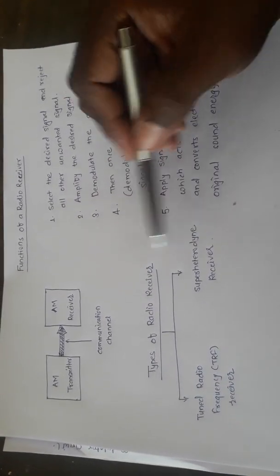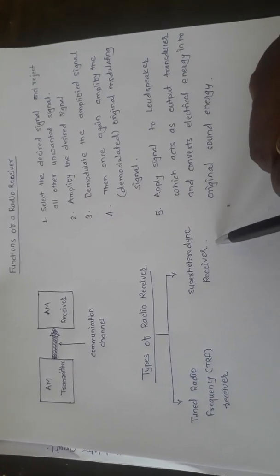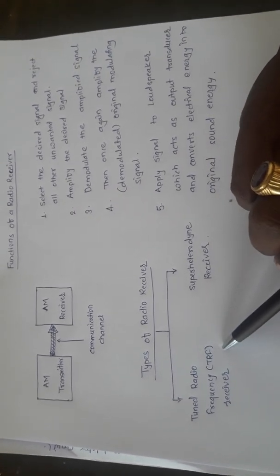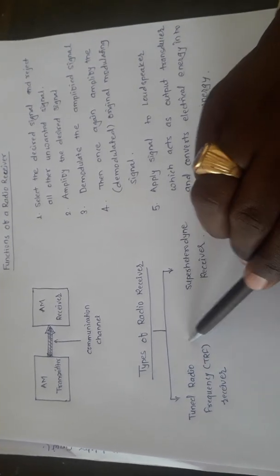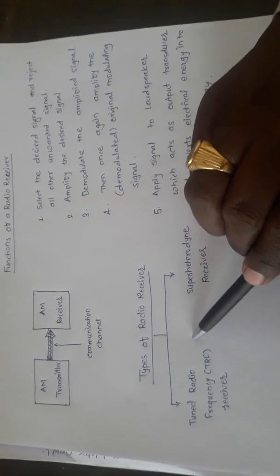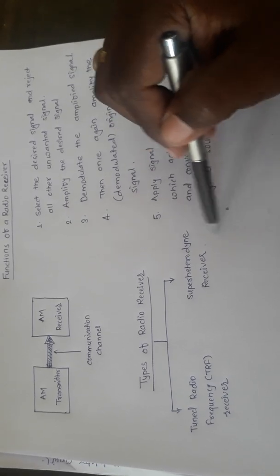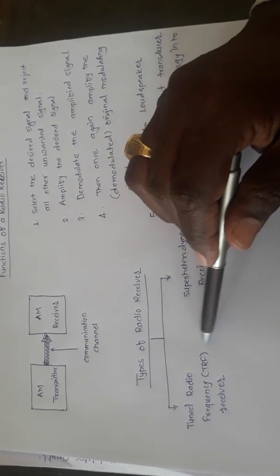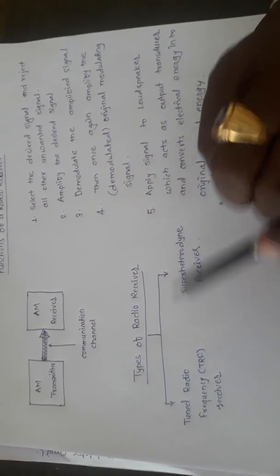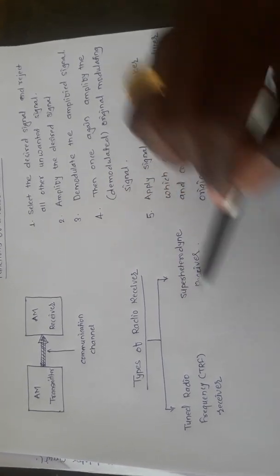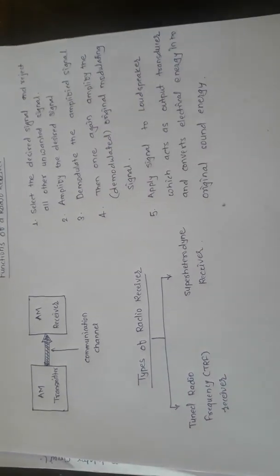Now, if we have understood the functions of the radio receiver, our next task is to see what the different types of radio receivers are. Basically, two types of radio receivers are available in the market. The first is the tuned radio frequency receiver, and the second is the super heterodyne receiver. The tuned radio frequency receivers are somewhat outdated technology nowadays, because we now use the super heterodyning principle. There are some disadvantages of the TRF receiver, which we will discuss in further lectures. Majority of the time, we use the super heterodyne type of receiver.